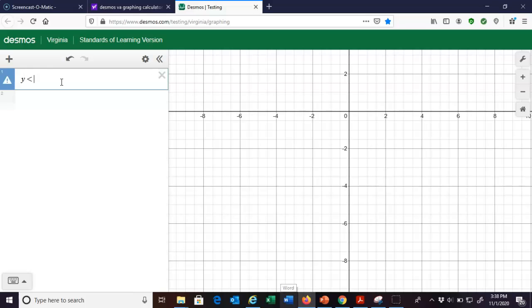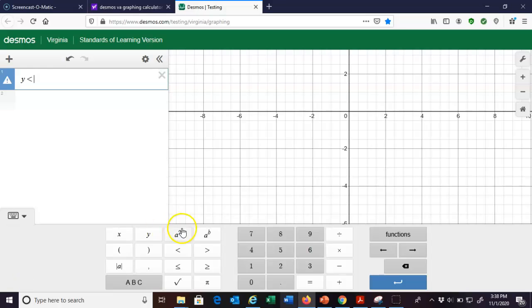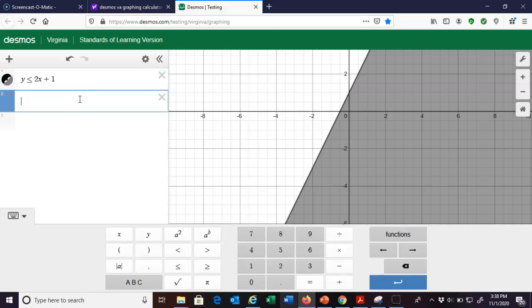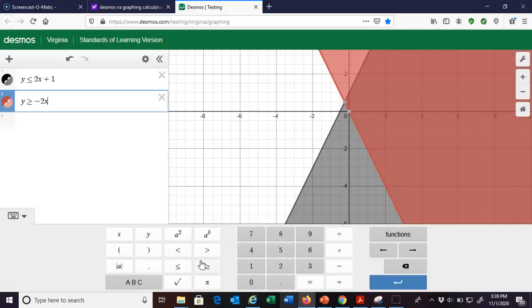So it's y equals less than. Remember, you can just type it on your keyboard, or you can even click here and pop this keyboard up, and it will give you these options as well. Whichever you prefer. There's the first inequality, and the second one is greater than or equal to -2x minus 3.